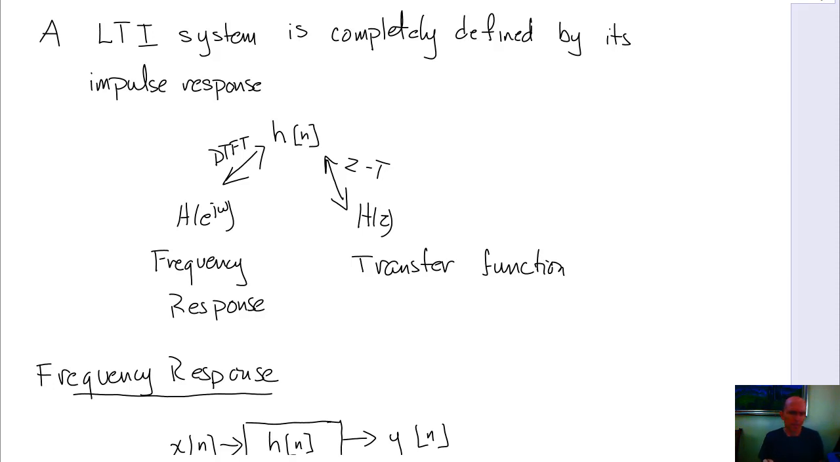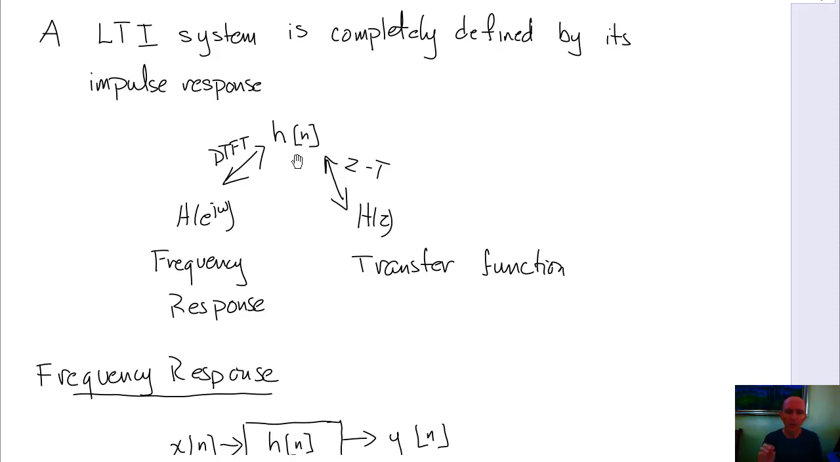Now, I had mentioned this before, but let me go over it again. Sometimes the names that people give things are totally out there, and sometimes they're exactly the name they should be. And this is one of those cases. So we know that a linear time invariant system is completely defined by its impulse response, h of n. And h of n, of course, is called the impulse response, as it should be.